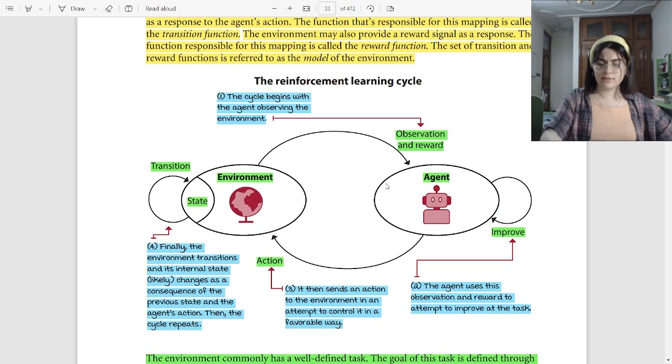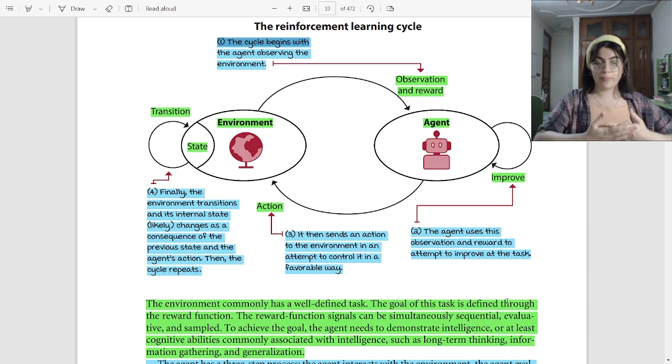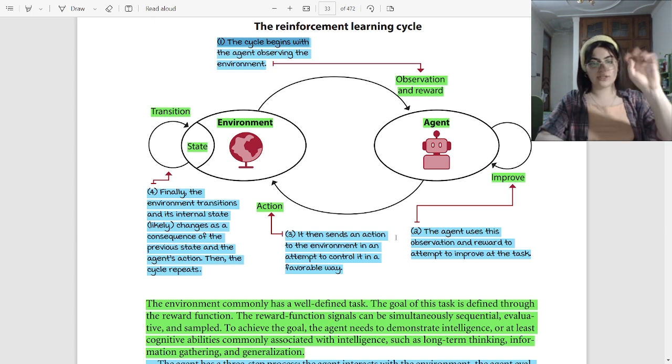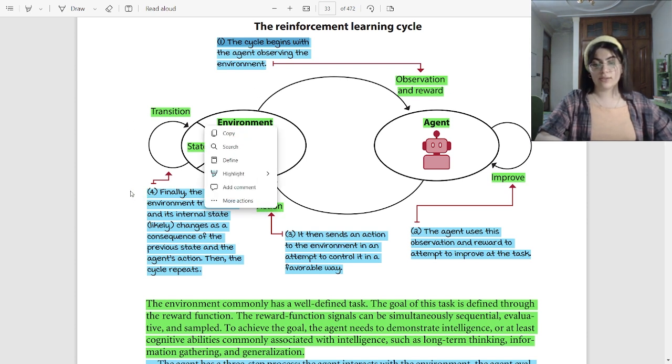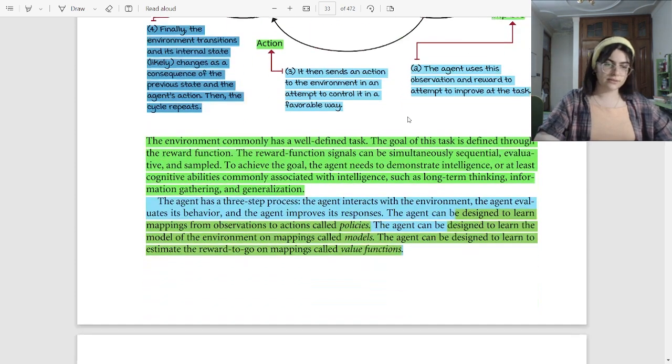So it mentions that the cycle begins with the agent observing the environment. This is how the cycle begins. The agent uses this observation to improve at the task. And it then chooses an action and sends the action to the environment to control it in a favorable way. And then finally, the environment transitions and its internal state changes as a consequence of the previous state and the agent's action. Then this cycle all repeats. So we have again observation, improvement, action, environment, states.